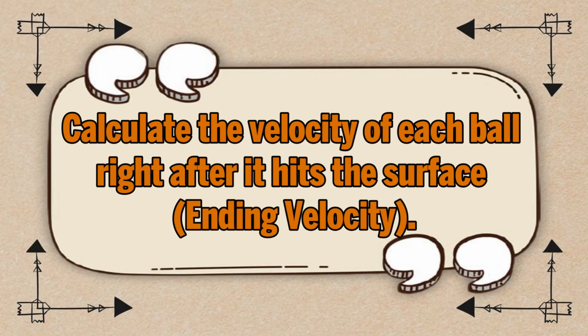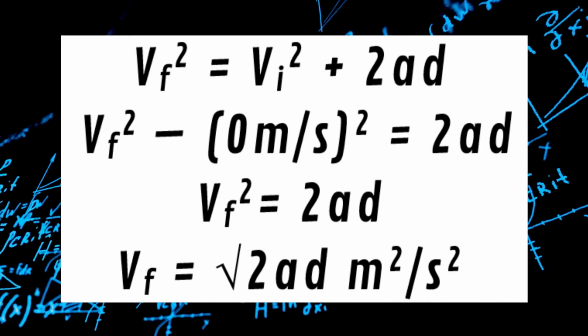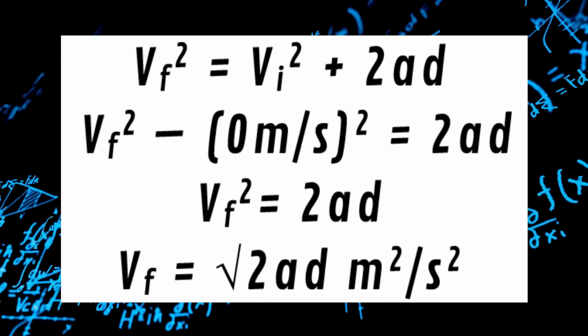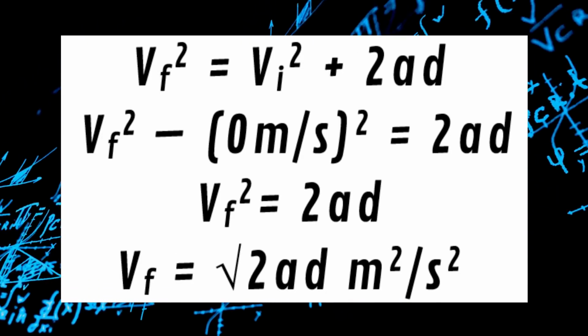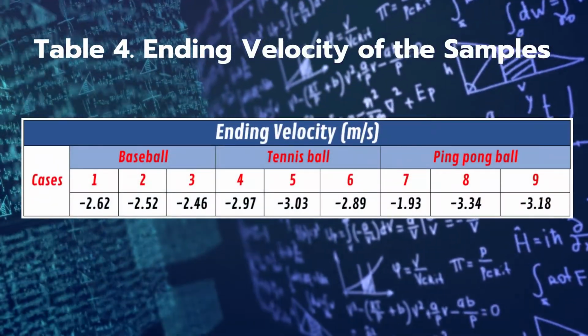Question number 3. Calculate the velocity of each ball right after it hits the surface. The same thing goes for the final velocity, but this time, there's no need to derive the formula. We just need to substitute the values of the height of the bounce of the balls and the gravitational acceleration. Here's the result for the ending velocity.